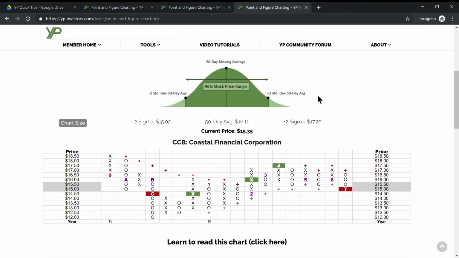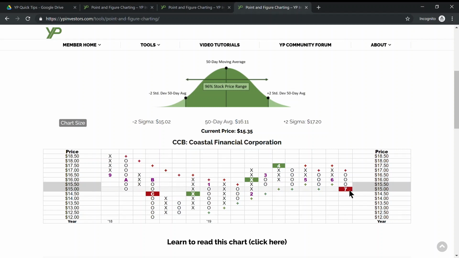Finally, let's go over to the quadruple bottom sell signal. Now, as you can imagine, this sell signal is even more powerful than the triple bottom because it's built with four columns and there's a lot more energy built up in this sell signal. So looking at the CCB, Coastal Financial Corporation point and figure chart on YP Investors, we can see the current column just hit the sell signal at $15.